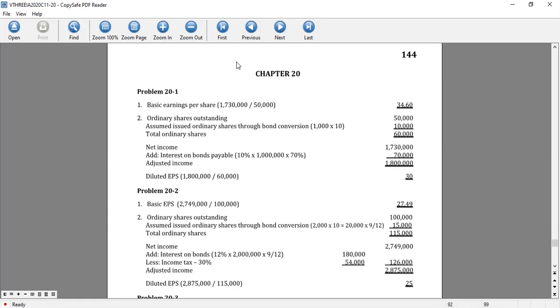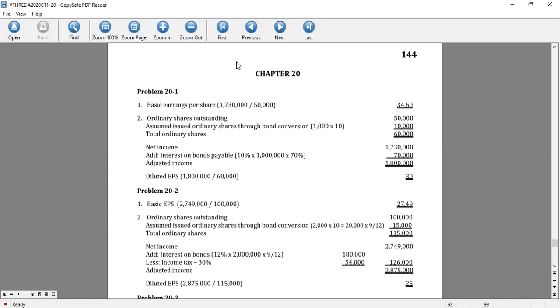Actually, you will convert the bonds payable. So for every 1,000 of bonds payable, you will be issuing 10 ordinary shares. There are 1,000 in 1 million. So meaning for every 1,000 bonds, you will be receiving 10 shares. So this time, the total ordinary shares is 60,000.